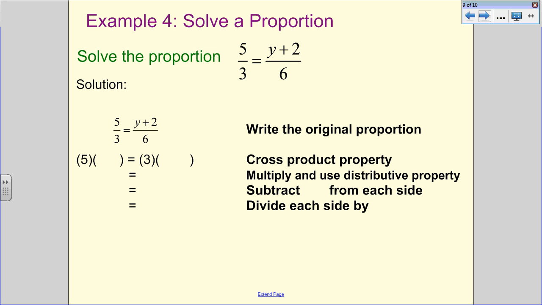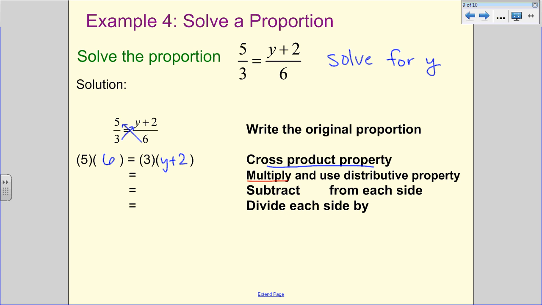So we want to solve this proportion. Well, what's our solution going to look like? Well, we're going to start off by just copying this original proportion down of 5 over 3 is equal to y plus 2 over 6. When it says solve the proportion, what they're really telling you to do is solve for y. You're trying to figure out what y value would make this proportion true. Now, some of you are going to have some mental math strategies, and I'm going to love to hear about those in class. But what we can do is use this cross product property, which means I can do 5 times 6, and I can do 3 times y plus 2. Notice we're putting everything in parentheses so that we can remember to multiply.